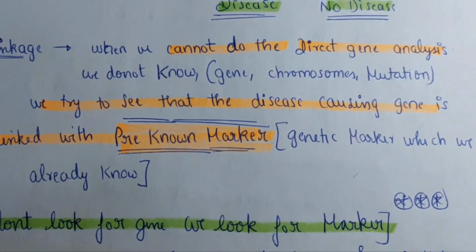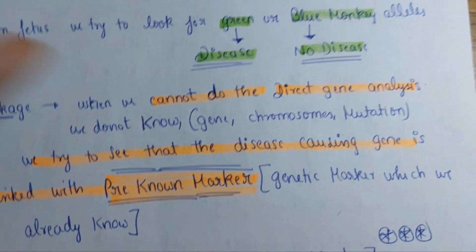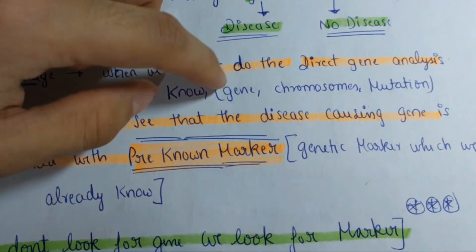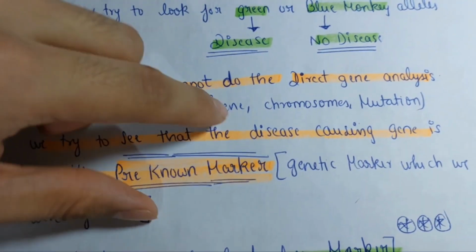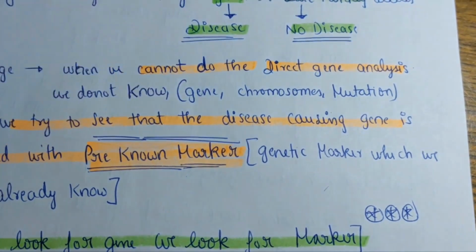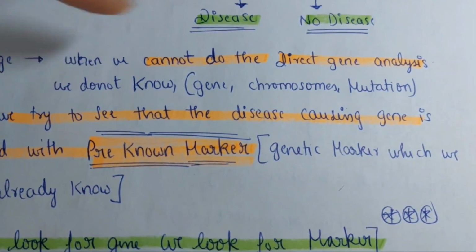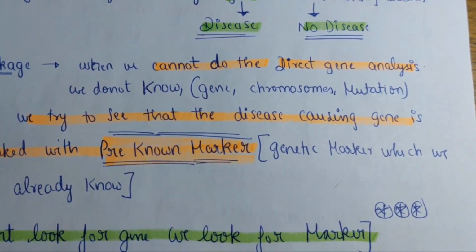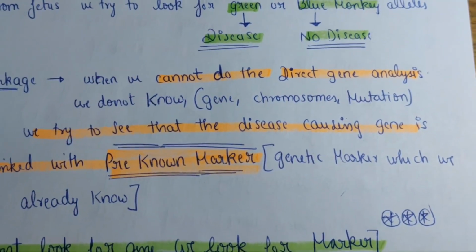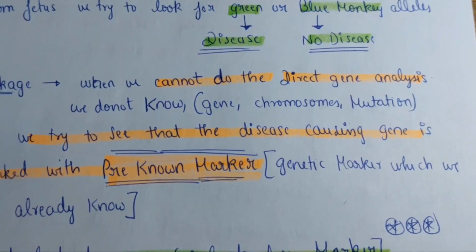So linkage analysis is done when we cannot do direct gene analysis. Why can't we do direct gene analysis? Because we don't know which gene causes the disease. We don't know on what chromosome this gene is located, and we also don't know what kind of mutation took place in this gene. So what we do is we try to see whether this disease-causing defective gene is linked to any pre-known genetic marker.